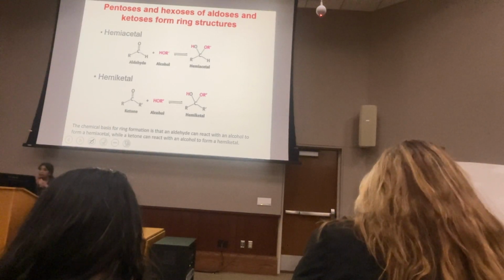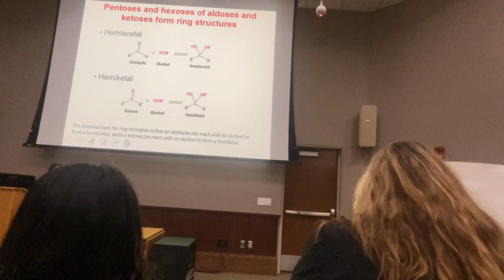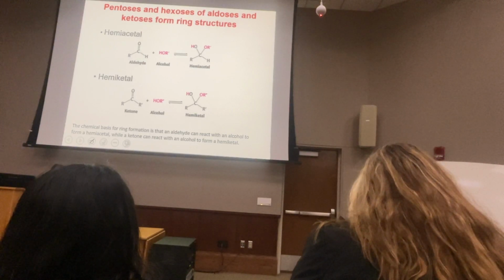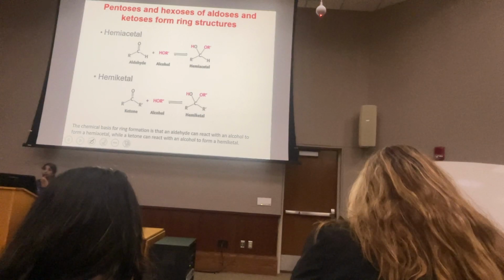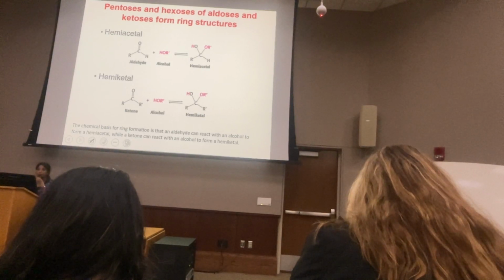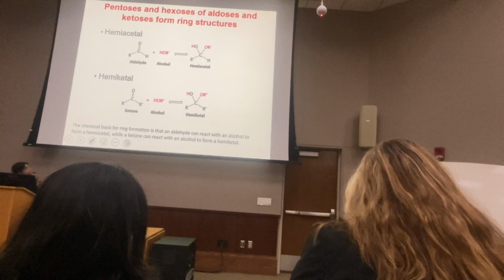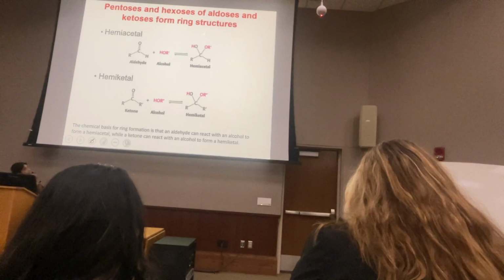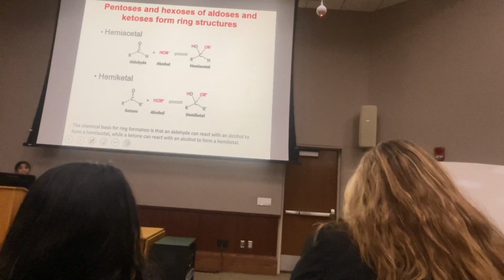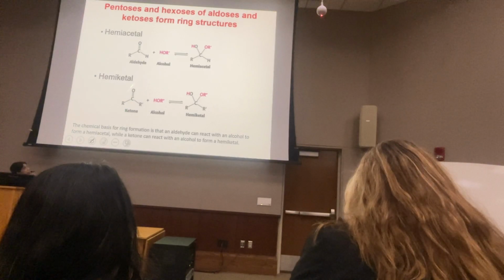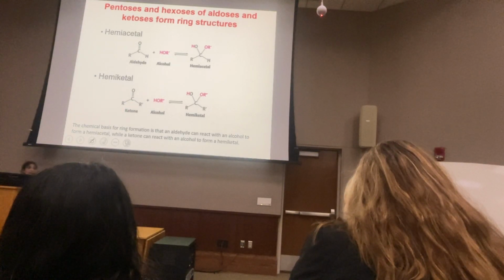So when you have aldehydes, they can react with alcohols just like sugars can. And I'll show you the straightforward structure in a minute for sugars, but remember from organic, the aldehyde can react with an alcohol to either create a hemiacetal, or if you have a ketone group and the alcohol group reacts with it to create a hemiketal.